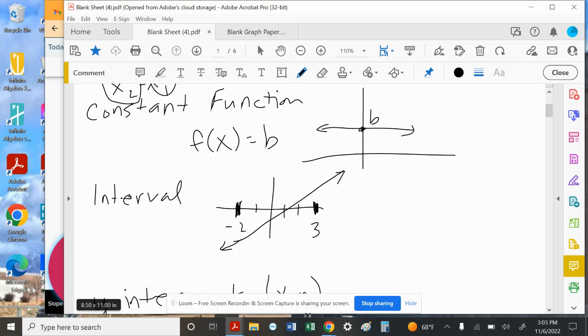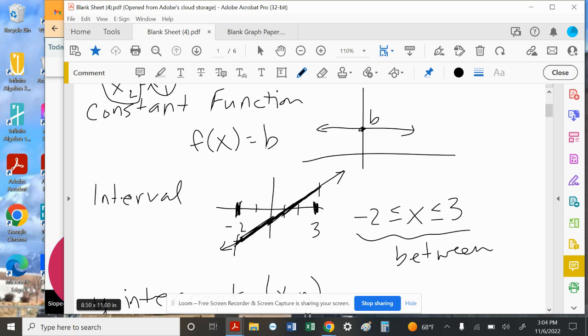So my interval would be -2 is less than or equal to x, which is less than or equal to 3. Remember that this means that x is between those two values. So we want to know what's happening from that point up to this point. We would be focused on the line that goes in between those two points. Notice that we have -2 on the x there, and +3 on the x there, and we can see what's happening to the function in between those two particular points.